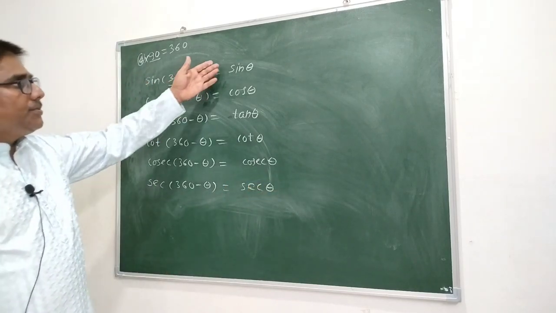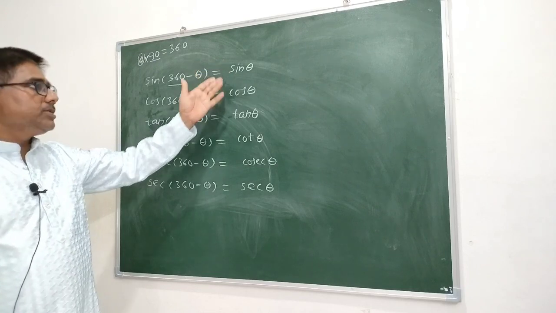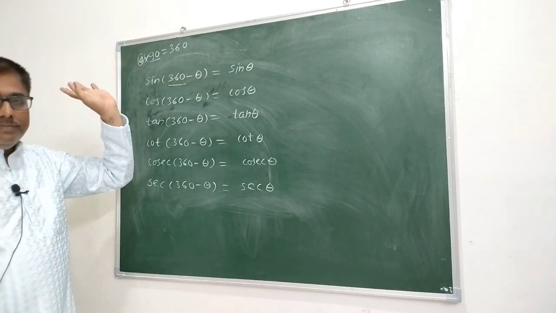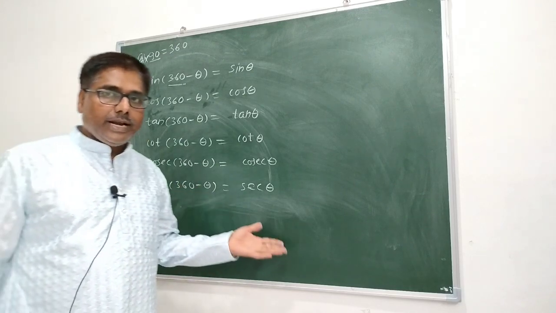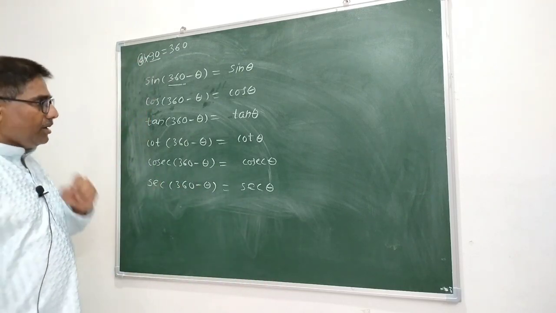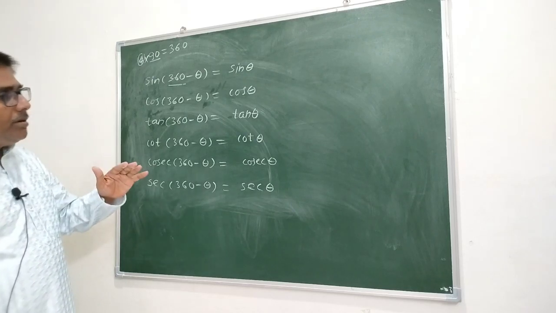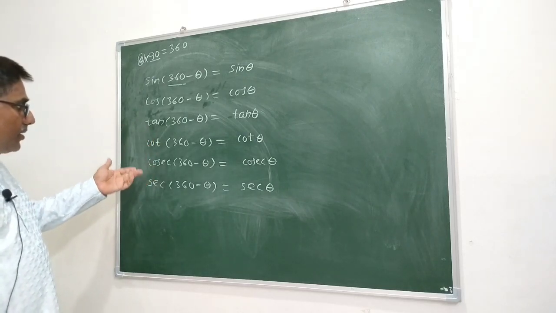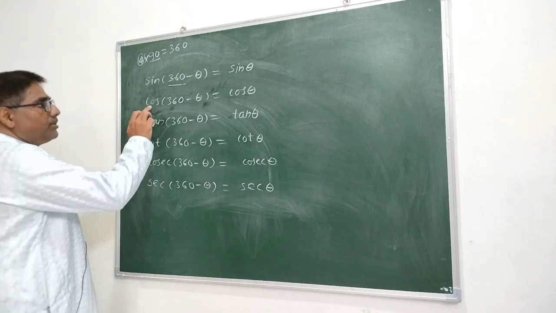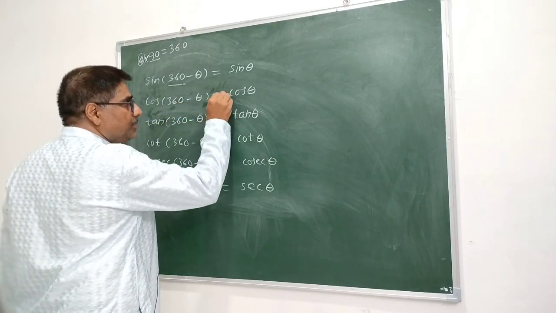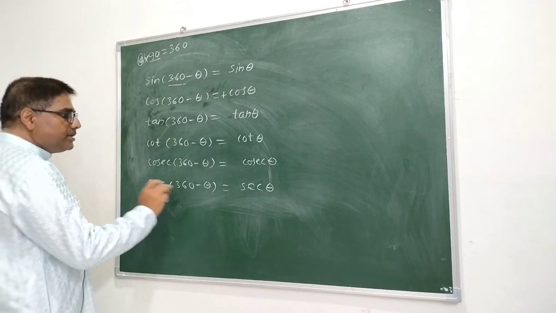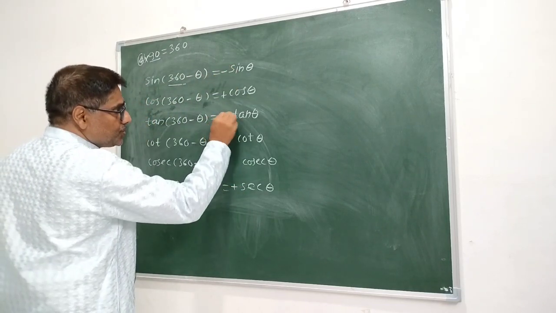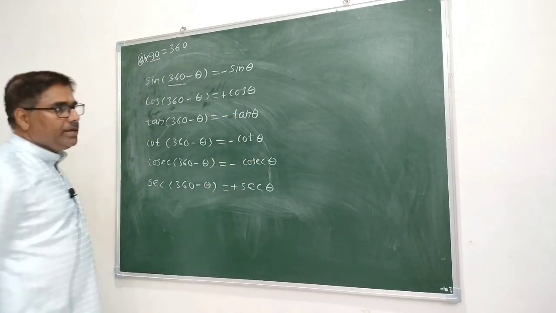Now the question is whether to put a plus or minus sign. We are subtracting something from 360, means we will land in the fourth quadrant, and in the fourth quadrant, all silver tea cups, cos and sec are positive. Therefore, cos of 360 minus theta is plus cos theta, and sec of 360 minus theta is plus sec theta, and the remaining ratios will be negative.